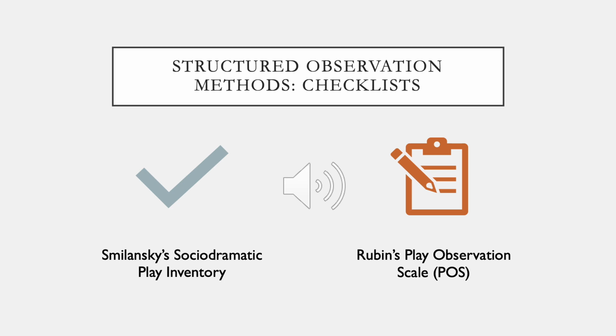And we also see notions in this play scale of Smilansky's sociodramatic components based on how children are developing using their cognitive skills. And this play scale also looks at different variables such as children's age and their gender and the complexity of their play. So next, we're going to talk about different observation methods using rating scales, and these are two forms of checklists.